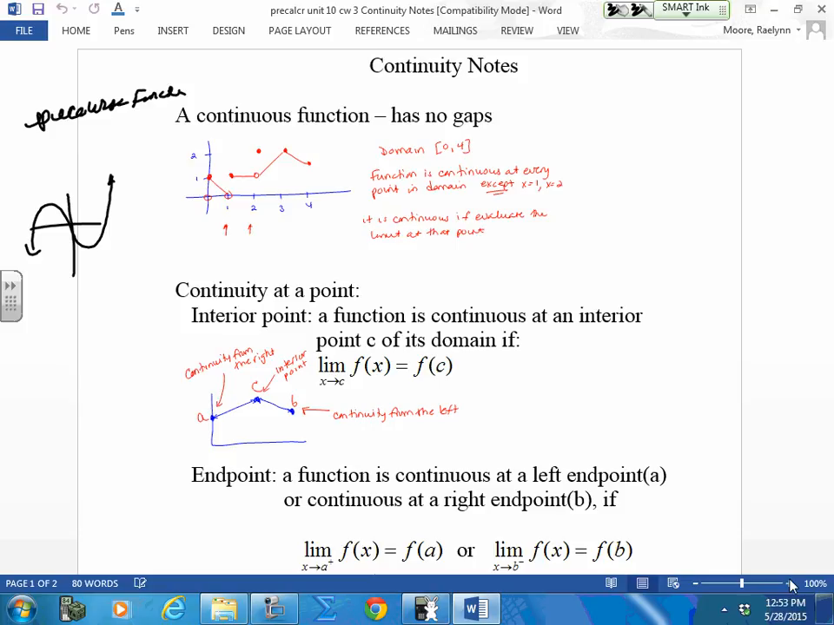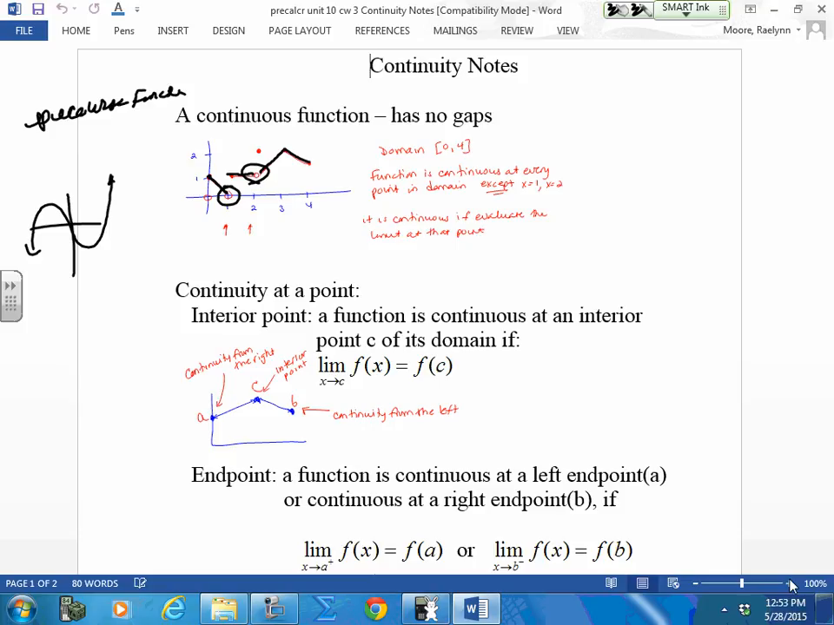If I ever have to pick my pen up, then it is not continuous. If I start here and I go here and I need to get to the other place, this is not continuous. I have to pick my pen up, start up, and jump over that opening. This is good, that's good. So it's not continuous here, and it's not continuous here.